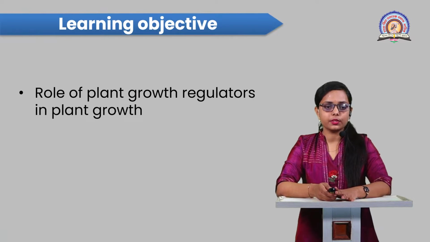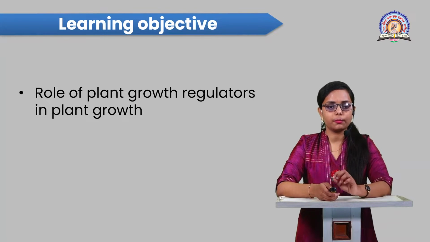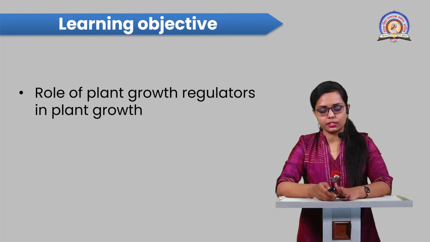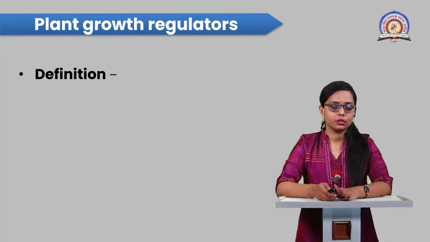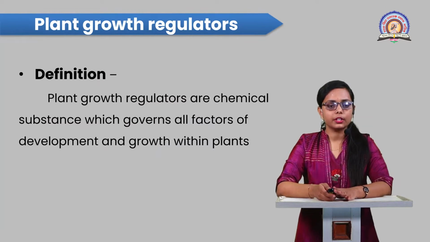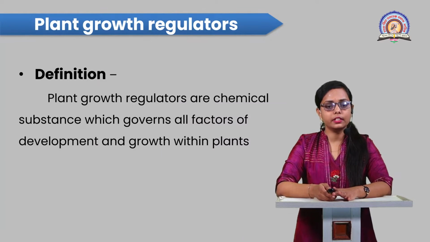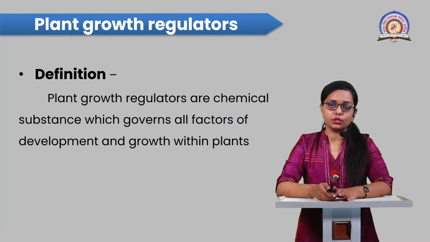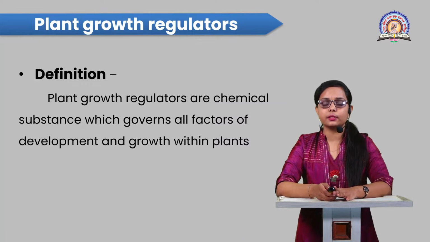What we are going to learn today is the role of plant growth regulators in natural phenomena, and also in artificial or agriculture. So what are plant growth regulators? Plant growth regulators are chemical substances which govern all the factors of development and growth within the plant. Same like human beings, growth or development of plants is also governed or regulated by different chemical substances. These chemical substances are called plant growth regulators, phytohormones or plant hormones. These three terms are synonymous.